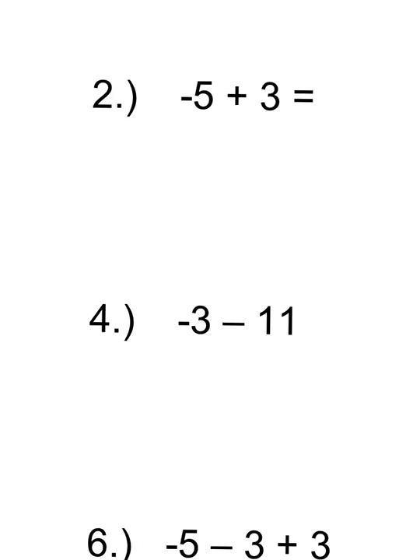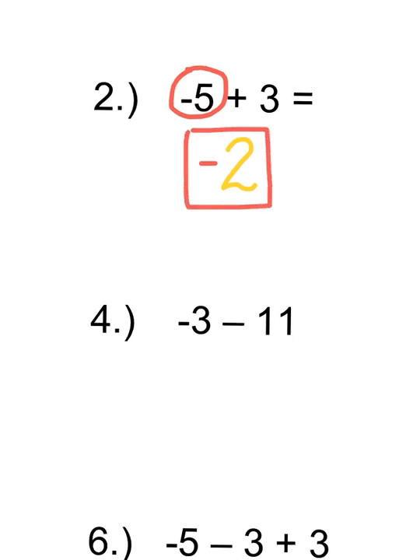In number 2, we have an addition problem. We use the addition rules. The signs are different, so we subtract. 5 minus 3 is 2. Then we'll look for the bigger number. The bigger absolute value is 5, and so the answer will be -2. Go on to number 3.